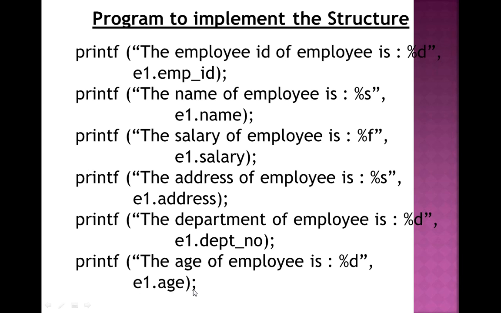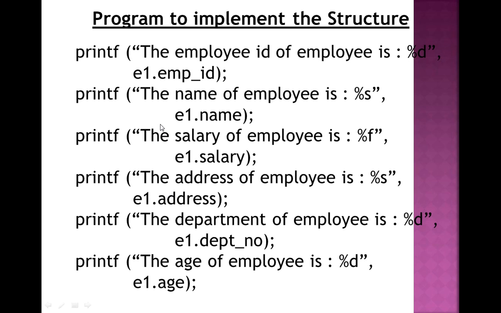So the main concept is that whenever we use a structure variable, we access members using the dot operator, that is E1.departmentnumber, E1.address, E1.salary. Whenever we use int, the specifier is %d. If I am using float, the specifier is %f. If I am using a string, that is a number of characters, then the specifier is %s.